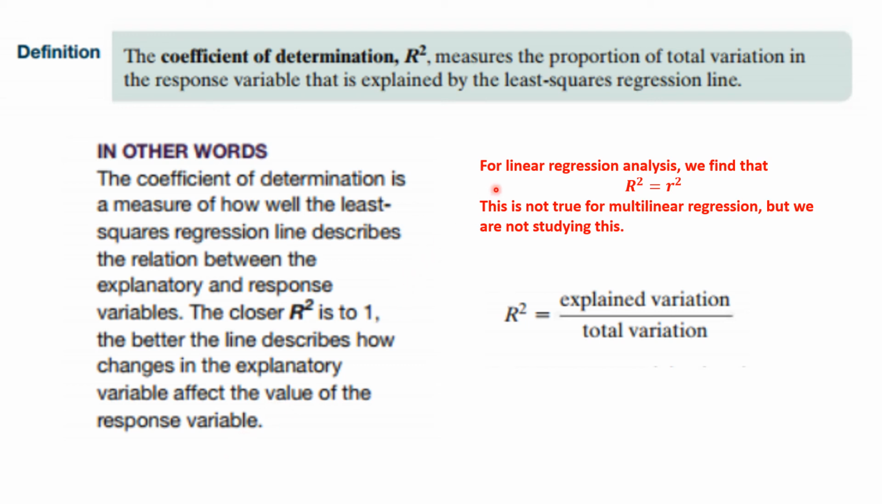So for linear regression analysis, we find that capital R squared is equal to lowercase r squared, a very easy calculation. Note that this is not true for multilinear regression, but we're not studying that in this course. Again, R squared is the ratio of the explained variation by the regression line divided by the total variation seen in the data.